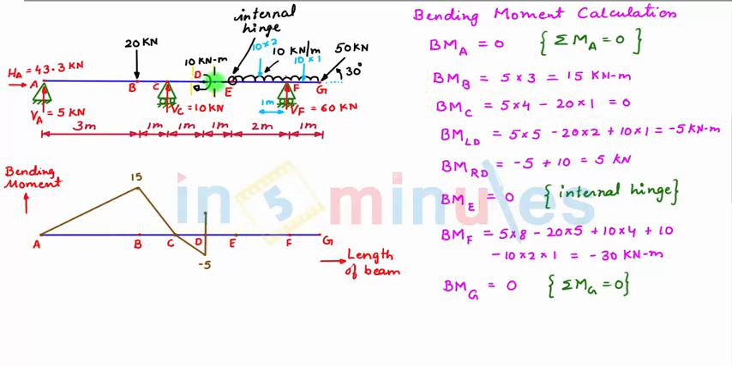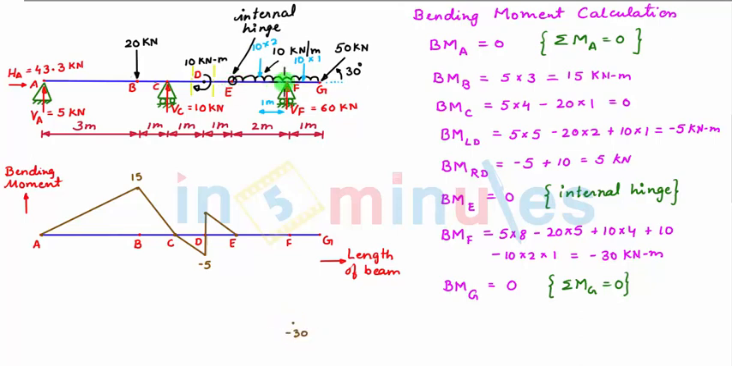Now between point D and E, there is again no load, so let us connect these two by an inclined straight line. Bending moment at F is minus 30 kilonewton meter. So let us plot minus 30 kilonewton meter bending moment at point F.